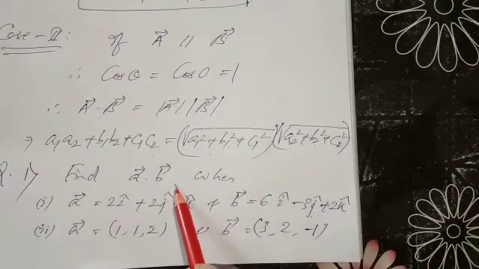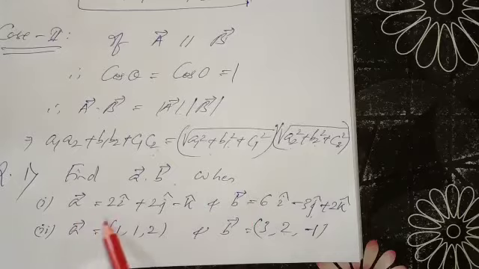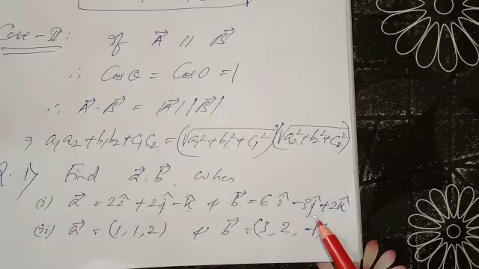Find a dot b when vector a is given as 2i plus 2j minus k, and vector b is given as 6i minus 3j plus 2k. There are two parts, first part and second part. Let me solve them one by one.